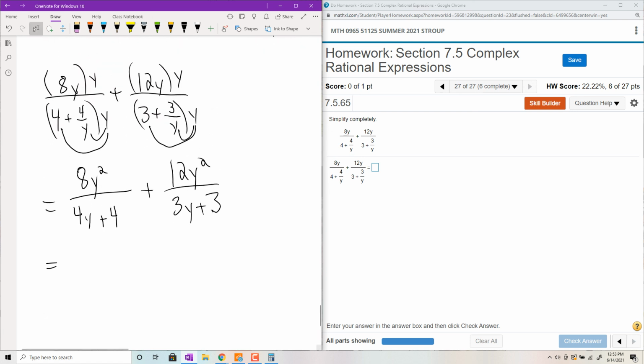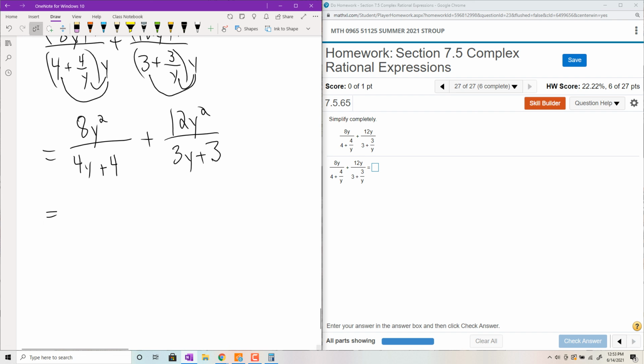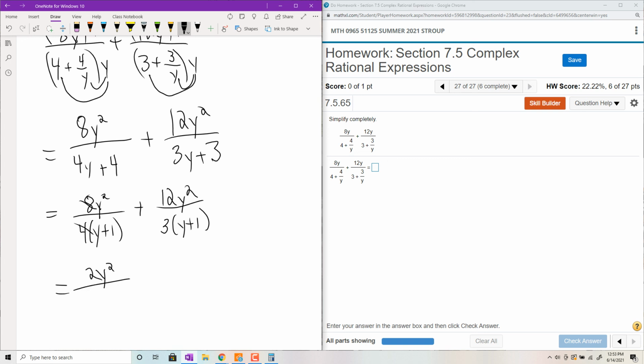You can find a common denominator here. It might be a little quicker to simplify a bit. So in the denominator here, I can factor out a 4, and you'll be left with y plus 1. The second denominator, you can factor out a 3. You got y plus 1. And then 8 over 4 is the same as 2 over 1. So you get 2y squared all over y plus 1. And then plus 12 over 3 is the same as 4 over 1. So you end up with 4y squared all over y plus 1.